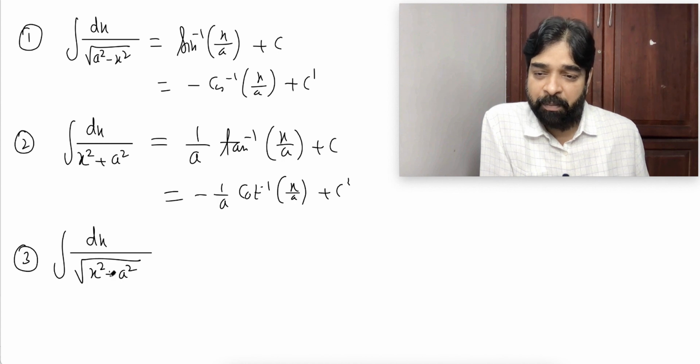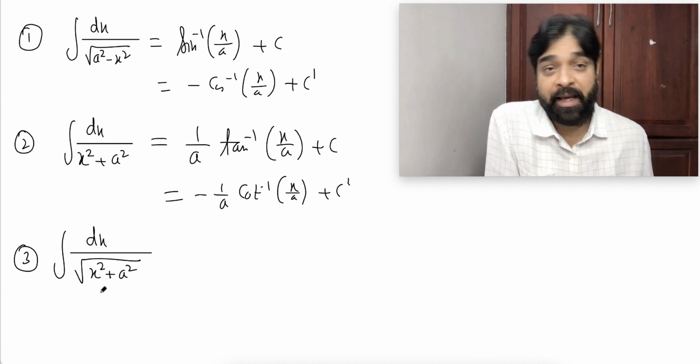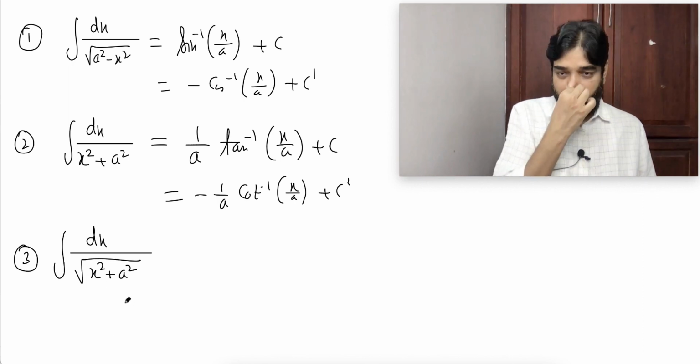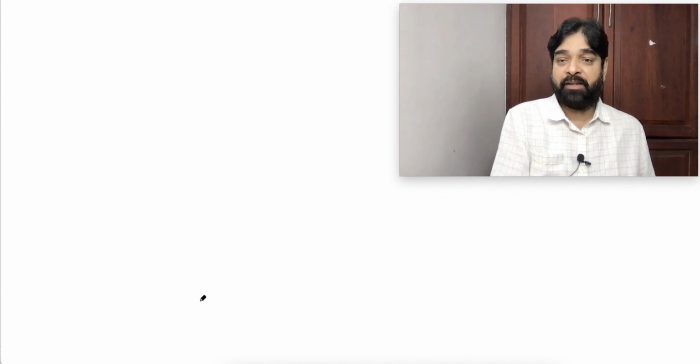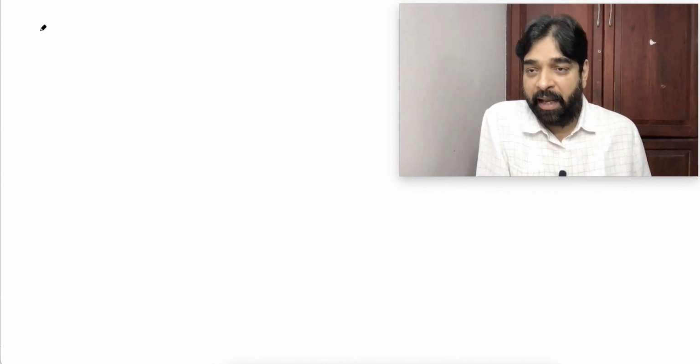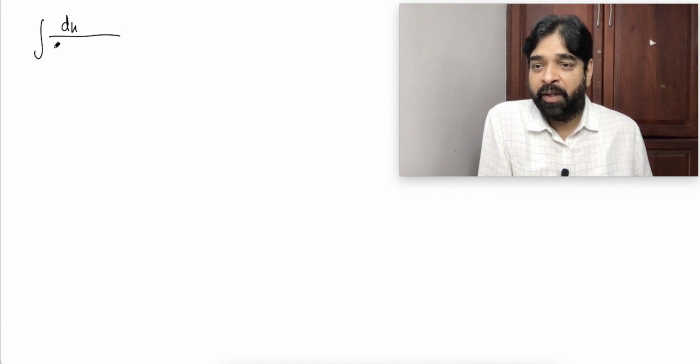First we'll do x square plus a square. Root of x square plus a square. How to do this form? Answer I will not write because we will always derive. We will derive and then only we can predict anything. So dx by root over x square plus a square.